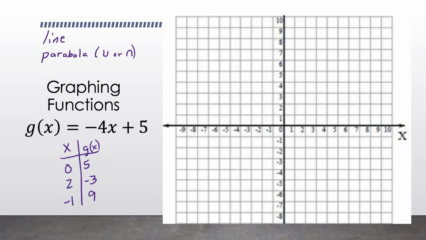So for the point 0, 5, I'm going to find 0 on the x-axis, which is here, and then I'm going to go up 5 on the y-axis. Because the 5 is positive, I'm going to go up 5. So 1, 2, 3, 4, 5, and I'm going to place a point right here.